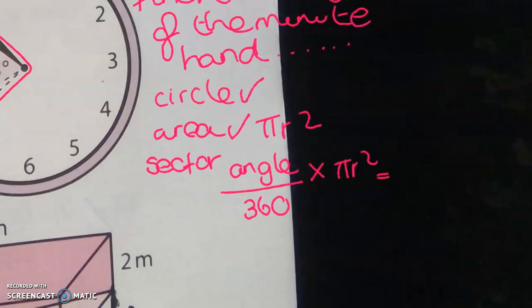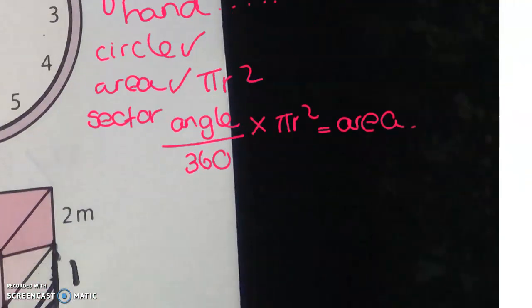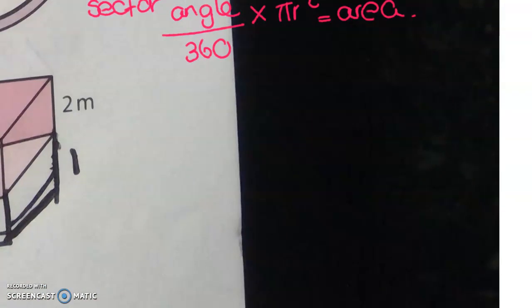And that'll be my area. Okay, right, so let's go through this one then. What do I have? I need to find that, see the R there, then that'll give me the radius. The radius is what I'm looking for, the length of the hand.